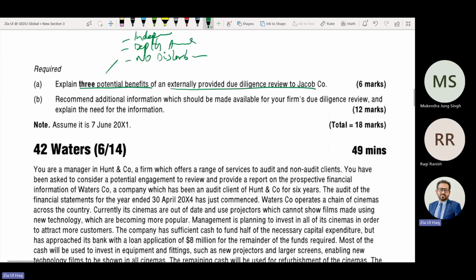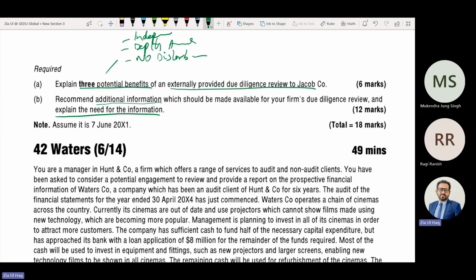Part B, for 12 marks: recommend additional information. What does additional information mean? Name of documents relating to any issue, relating to any matter. So recommend additional information which should be made available for your firm's due diligence review, and explain the need for the information.